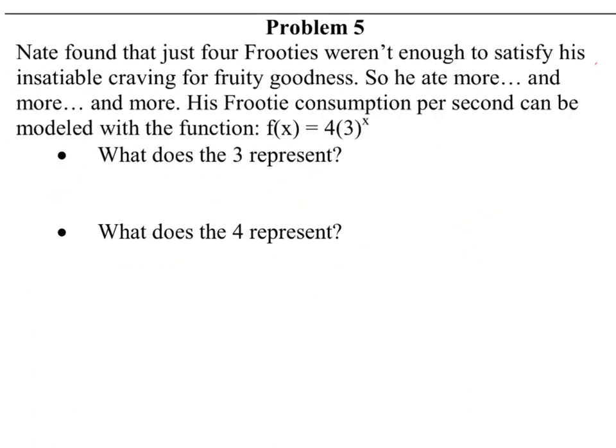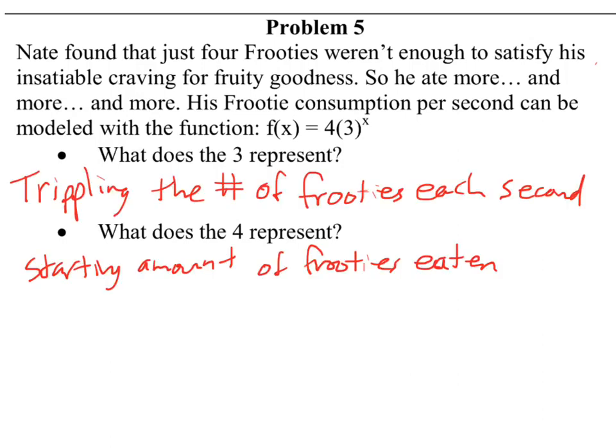Problem 5. Nate found that 4 fruities wasn't enough, so he's just picking out, eating a lot of them. So the 3 in this case would be timesing by 3 every second, which is kind of triple the number of fruities that he's eating each second. And then the 4 represents his initial amount that he ate in the first second. So let me write those down. So I wrote that out for you.